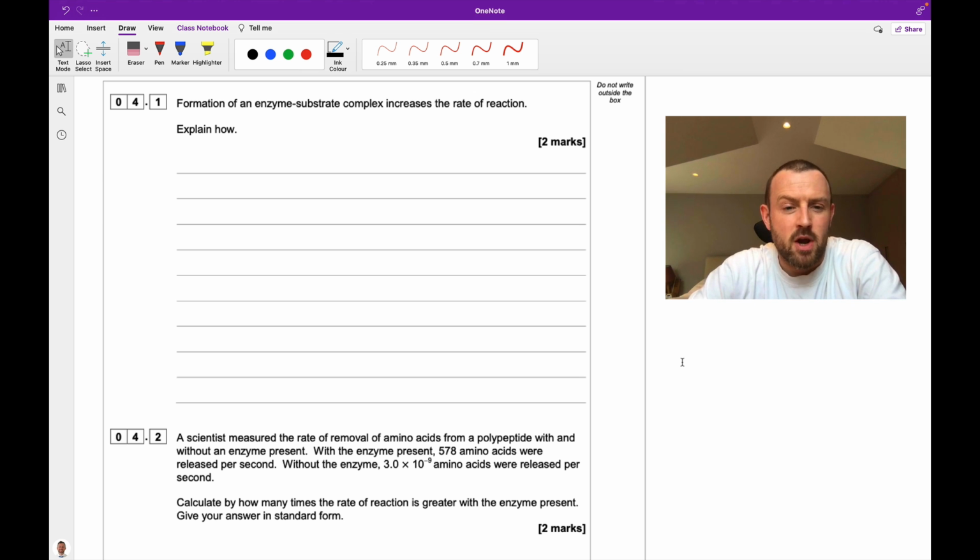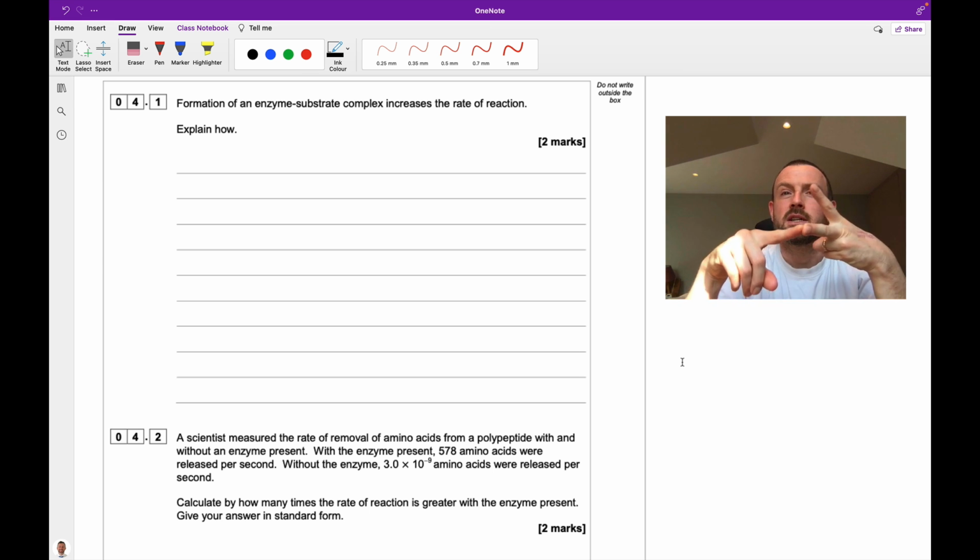Okay, question 4. Formation of an enzyme substrate complex increases the rate of reaction. Explain how. Okay, great. This is easy marks. Hopefully we all got this. What do we need to say? We need to say the substrate fits into the active site.